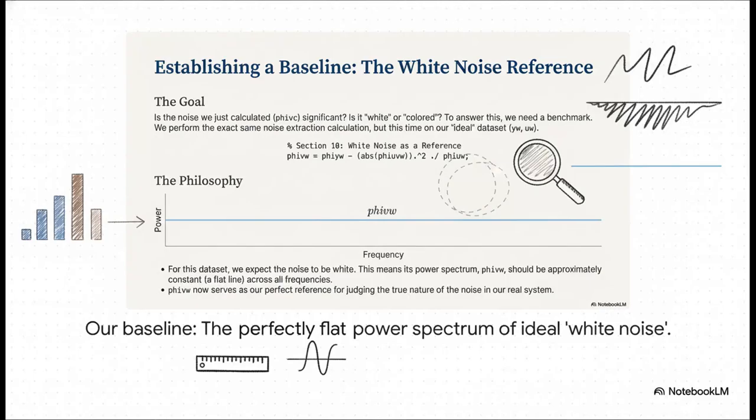But once we have the noise, how do we interpret it? Is it a lot? Does it have a structure? To answer that, we need our benchmark again. We need to go back to our ideal world data. We do the exact same noise calculation, but this time on the data set where we know for a fact the noise is perfectly white. And the result, as you'd expect, is a perfectly flat line. This tells us the noise power is constant across all frequencies. This flat line is now our perfect reference, our baseline for judging the true nature of the noise in our real system.